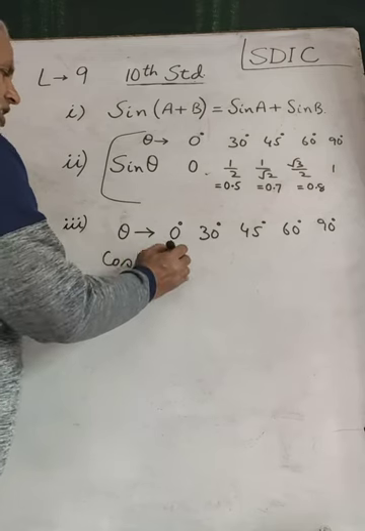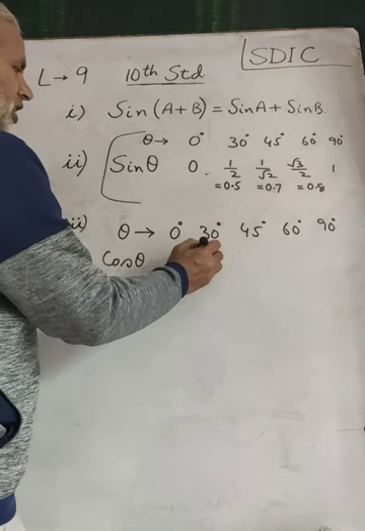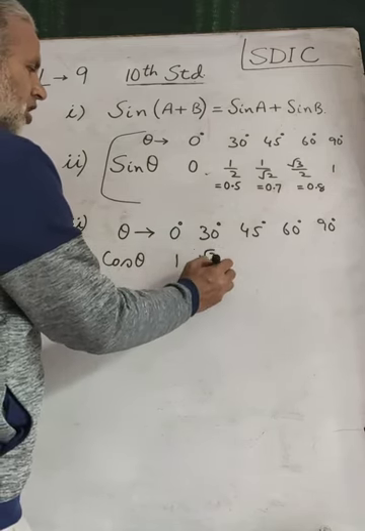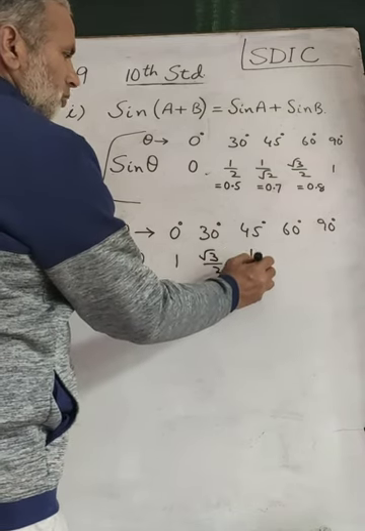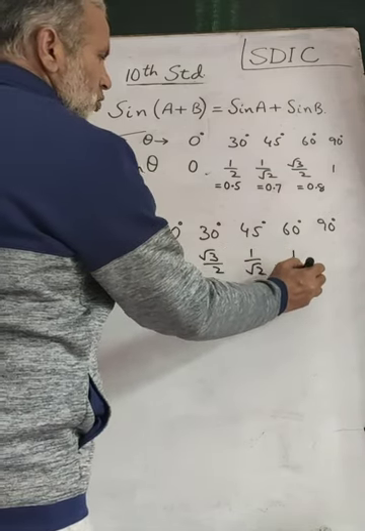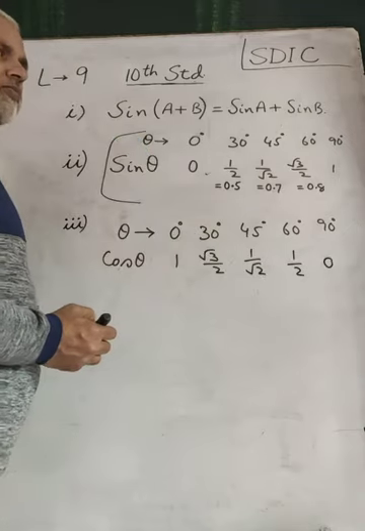And we have seen cos 0 is 1. Cos 30 is under root 3 by 2. Cos 45 is 1 by root 2. Cos 60 is 1 by 2. Cos 90 is 0.